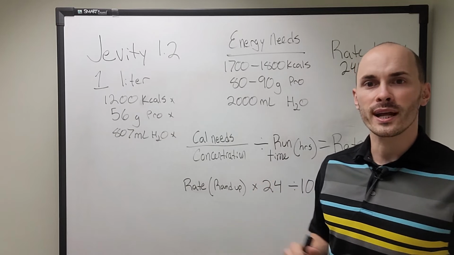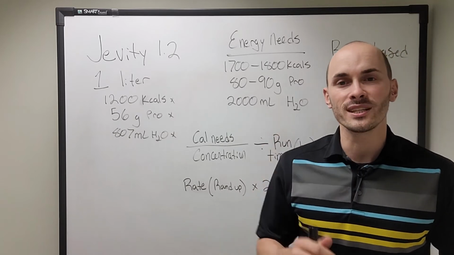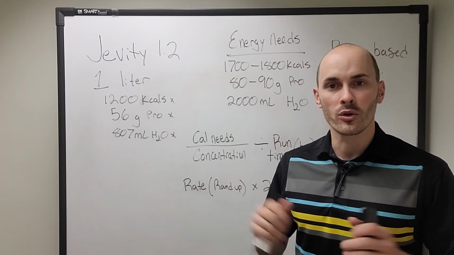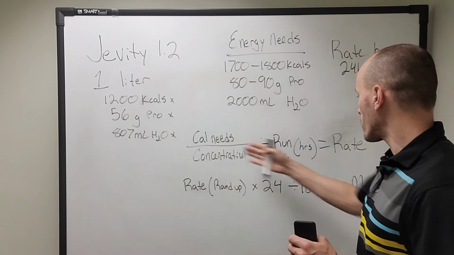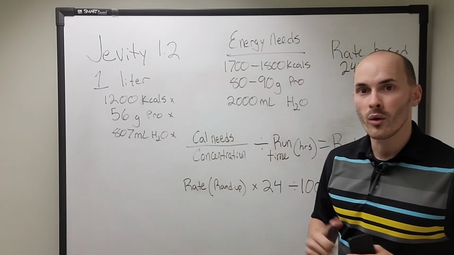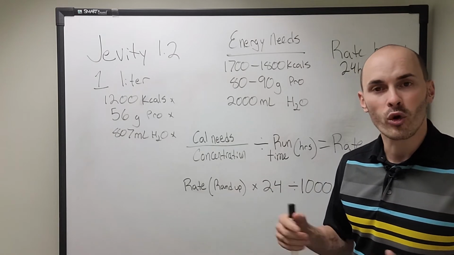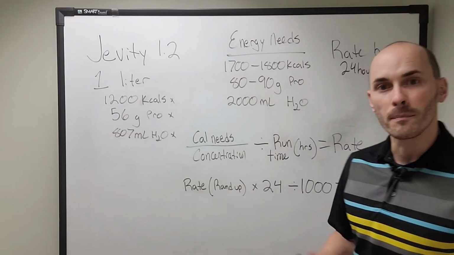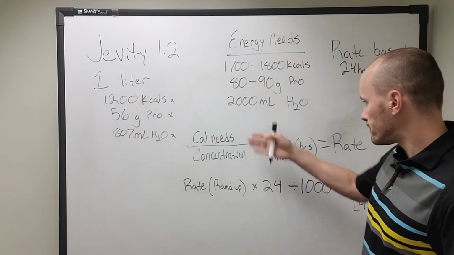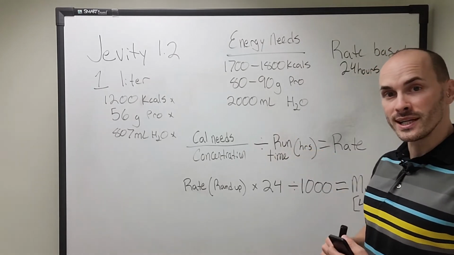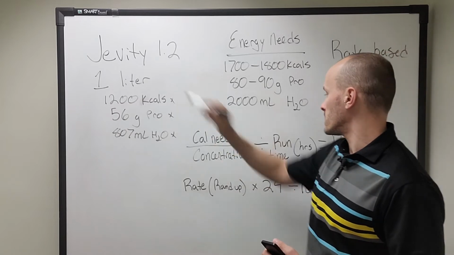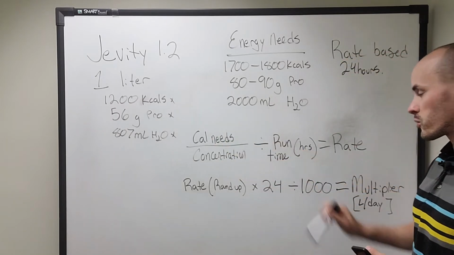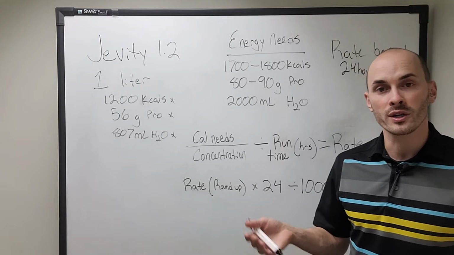Now, before we can actually do the math, you really need to know two equations in order to do these problems successfully. And I've written them down here. So in order to figure out what rate we're going to run this formula at, we're just going to do a simple rate-based calculation. You're going to take the calorie needs for that patient divided by the concentration of that formula, divided by the run time that that formula is going to run.